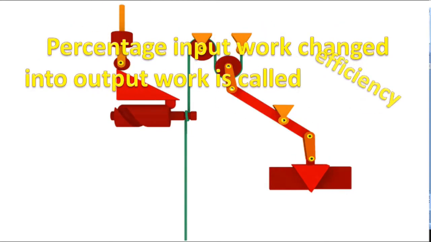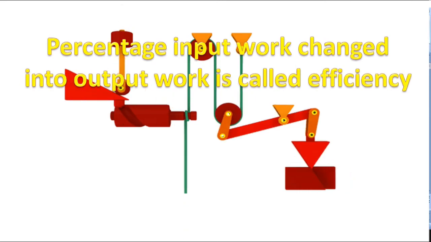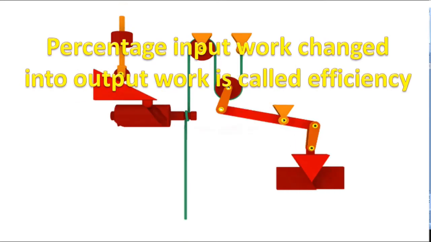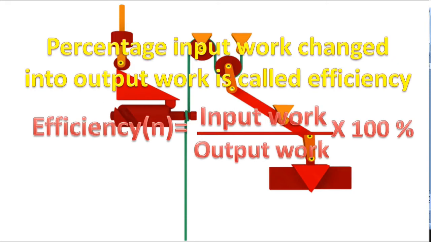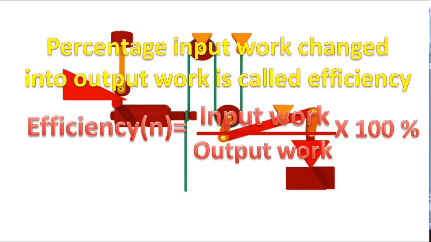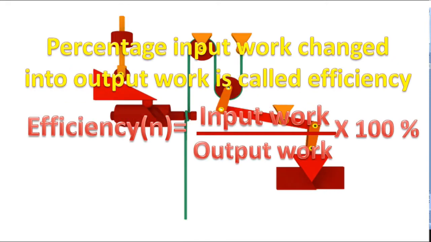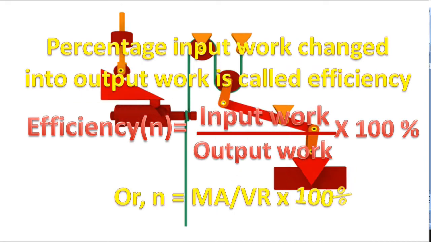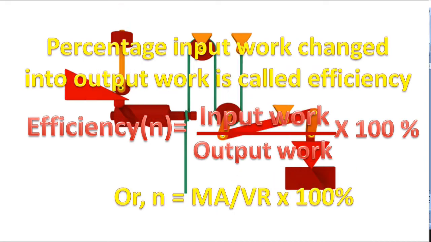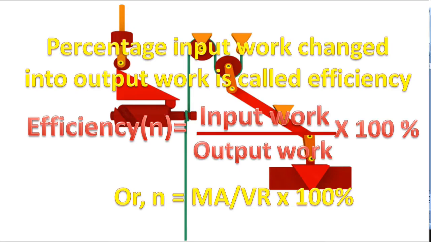Percentage of input work changed into output work is called efficiency. Efficiency of simple machine is calculated by output work by input work into 100%, or simply MA by VR into 100%.